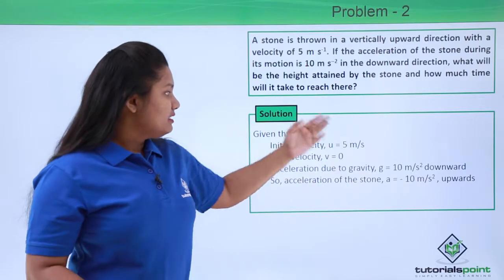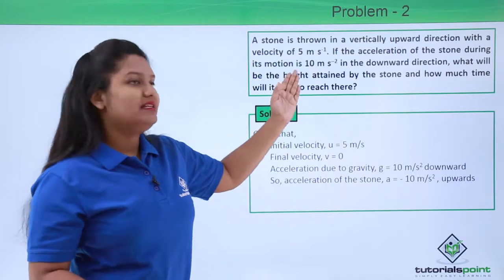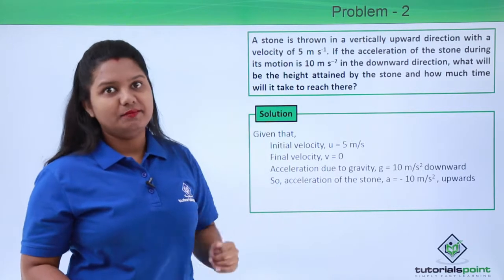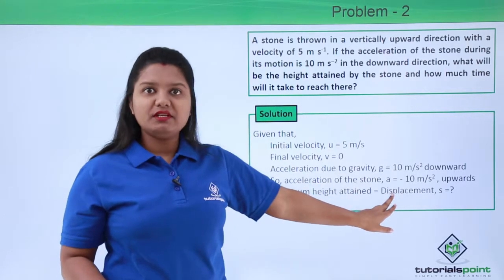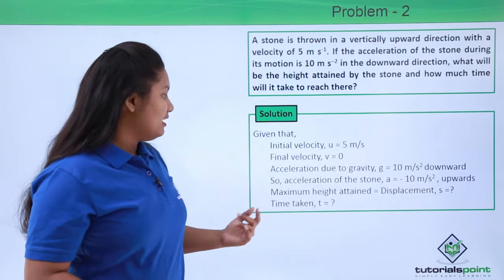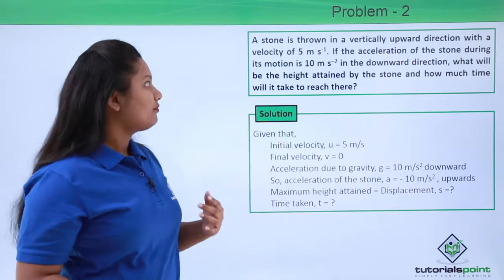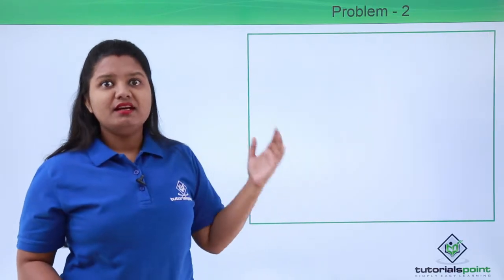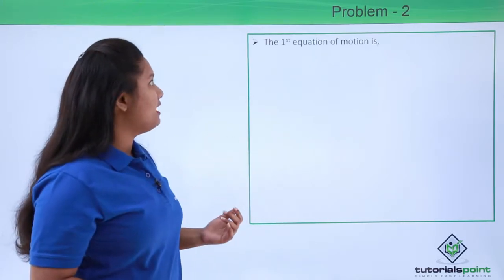Now with this information, we need to find out the maximum height attained by the stone and the time it has taken to reach the maximum height. Here we can take the maximum height to be the displacement of the stone, which is S, and the time that it has taken to be there at the maximum height. First of all, we will be using the first equation of motion to find out the time taken by the stone to reach the maximum height.